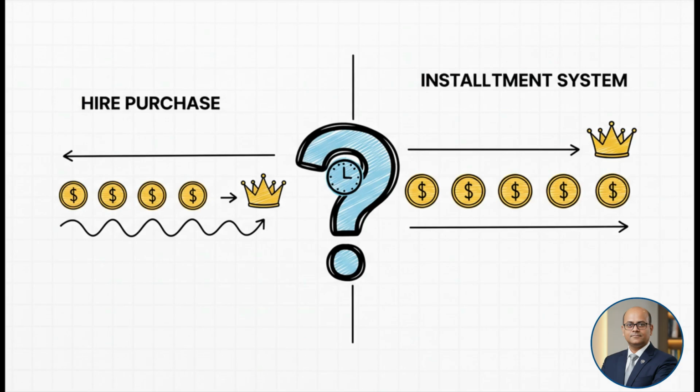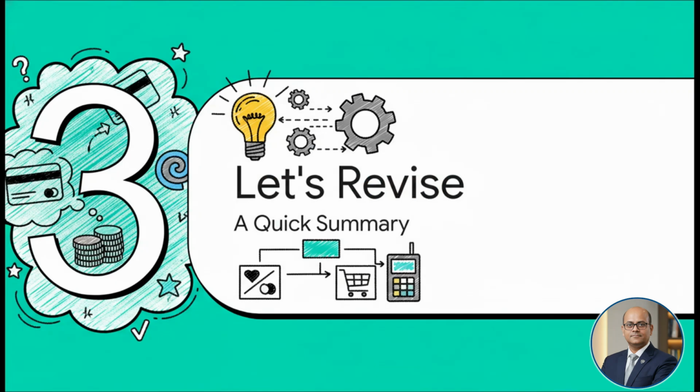The single biggest difference between hire purchase and the installment system comes down to one simple question. At what point do you become the owner of the goods? That's all. All right, so that covers the 4 main types of sale.